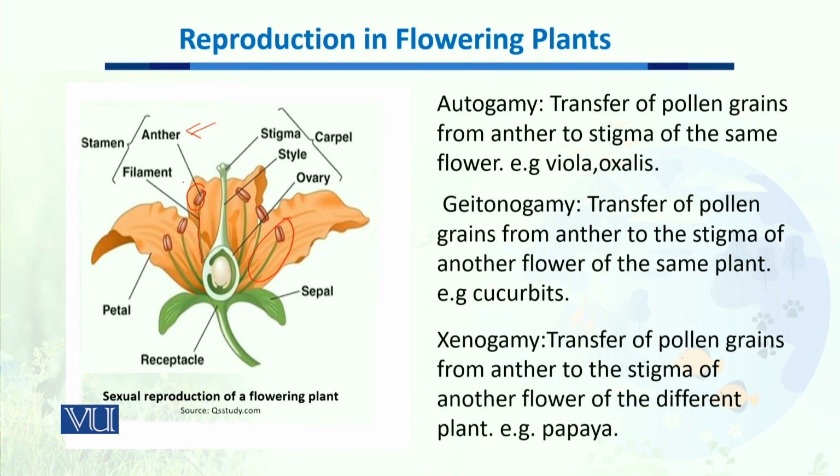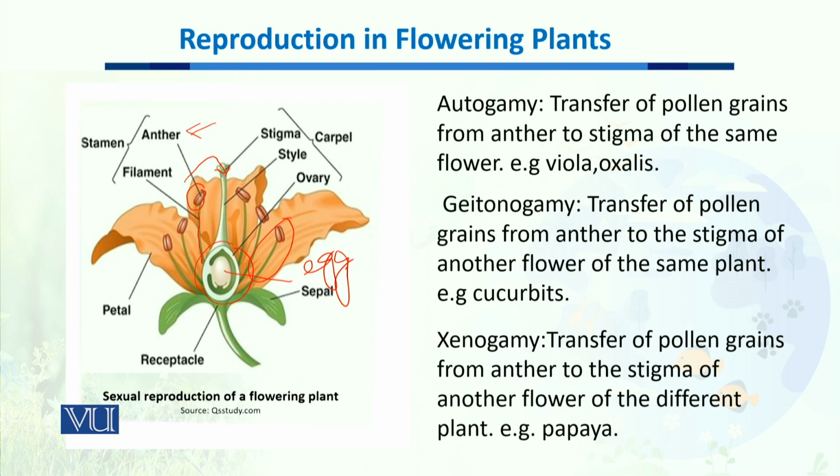It somehow reaches the female part or the carpel of the same flower or another flower of the same species. This carpel contains, as you can see here, the ovary part with the egg inside. This pollen fertilizes the egg, and that results in the formation of the embryo and ultimately the seed. Now, this sexual reproduction is of three types in the flowering plants.